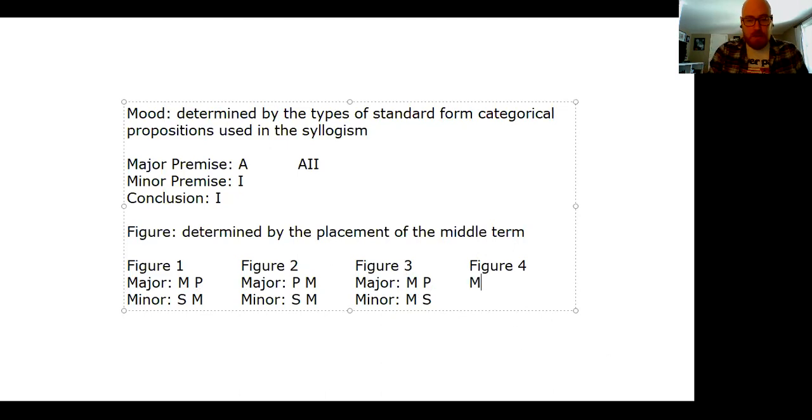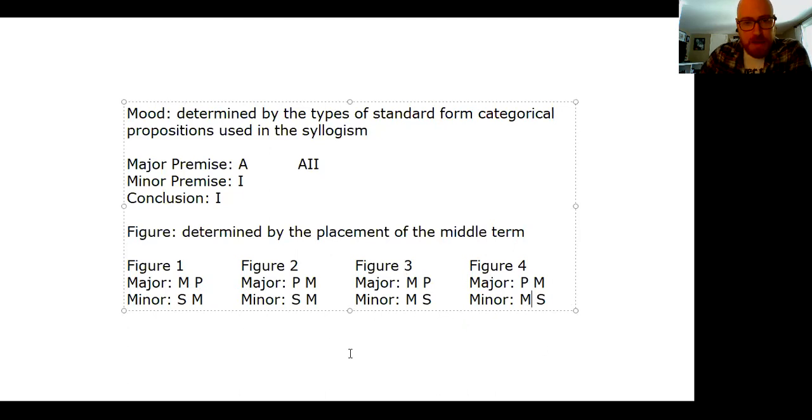In figure 4, the middle term appears second in the major premise, and the middle term appears first in the minor premise. So in figure 1, it's diagonal, with the middle term being the subject of the major premise and the predicate term of the minor premise. And then in figure 4, it's just the opposite. So in figure 4, the middle term is the predicate term of the major premise and then is the subject term of the minor premise.